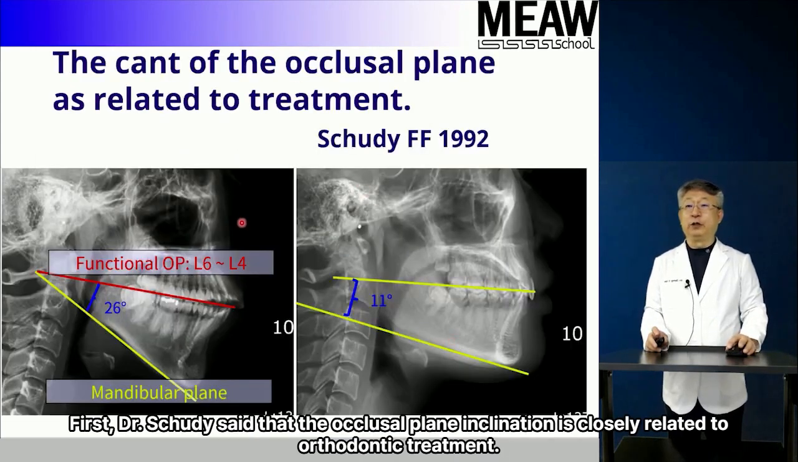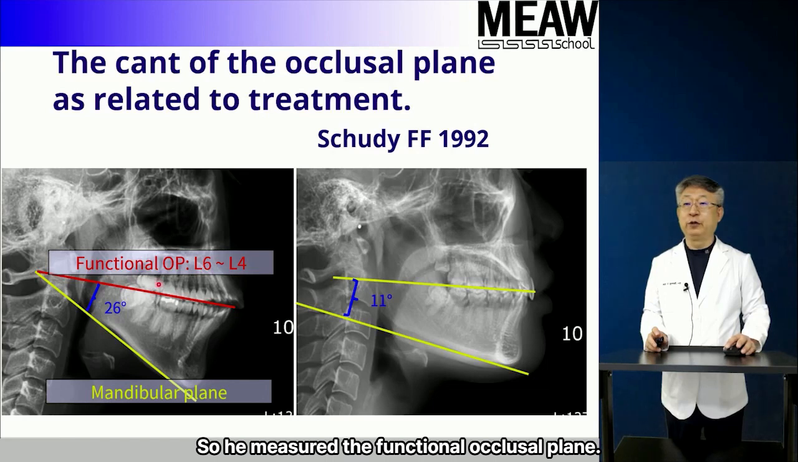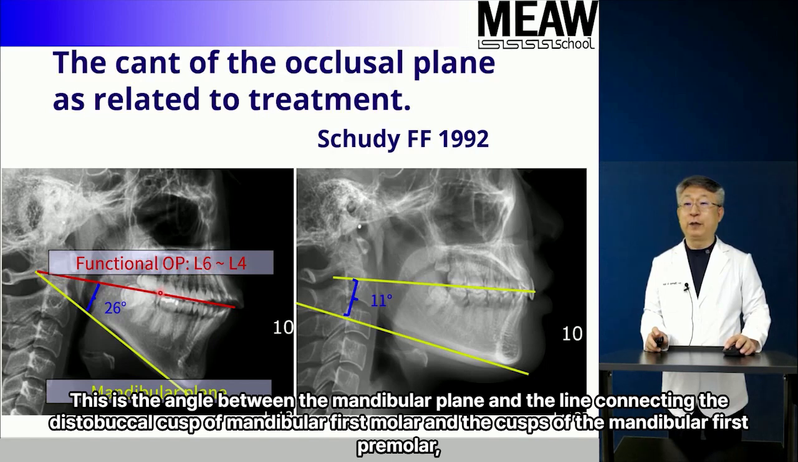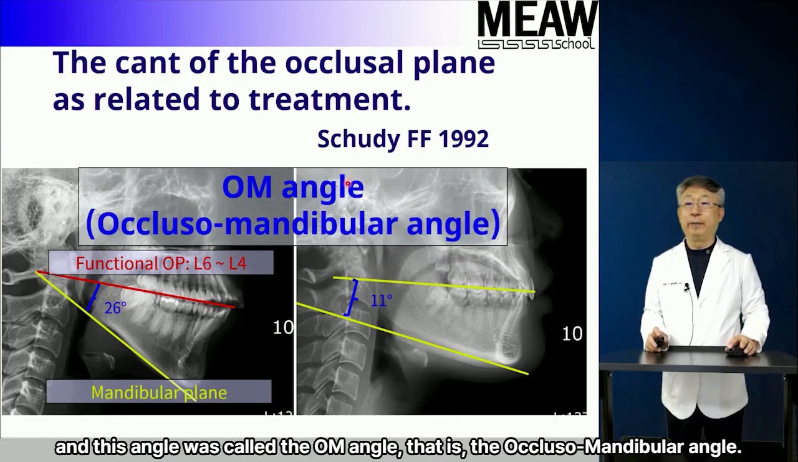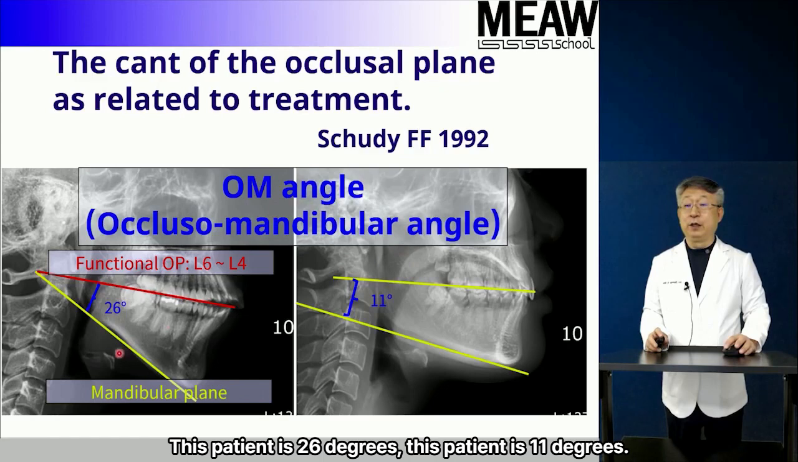First, Dr. Schudy said that the occlusal plane inclination is closely related to orthodontic treatment. So he measured the functional occlusal plane. This is the angle between the mandibular plane and the line connecting the distobuccal cusp of the mandibular first molar and the cusps of the mandibular first premolar. And this angle was called the OM angle, that is, the occlusomandibular angle. This patient is 26 degrees, this patient is 11 degrees.